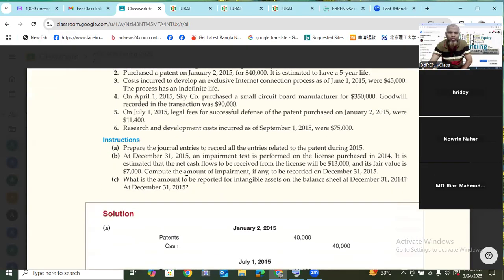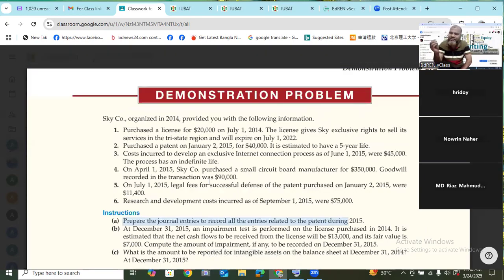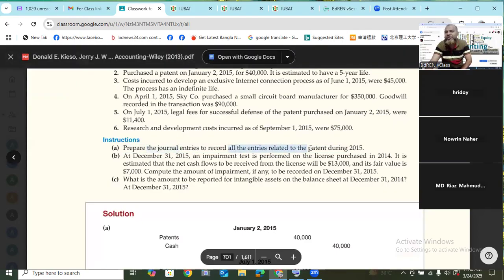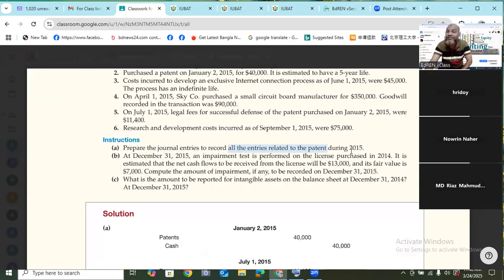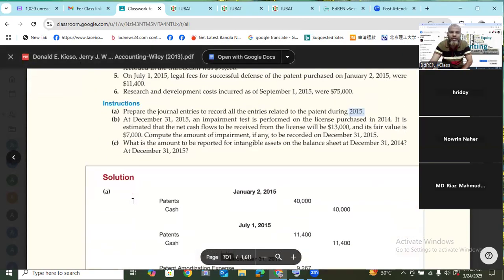Now the instruction, what to do? Prepare the journal entries to record all the entries related to the patent. Among the 6 items, some are related to patents. You have to prepare journal entries related to the patent during 2015, only 2015 and only patent items. So, solution.